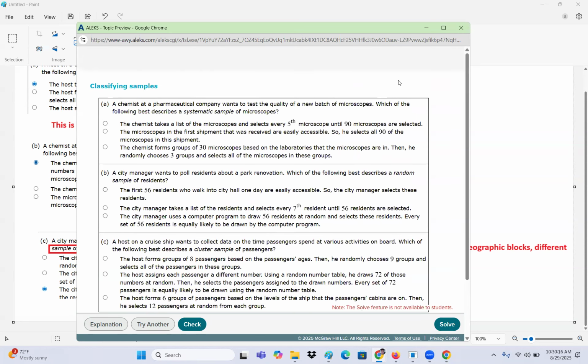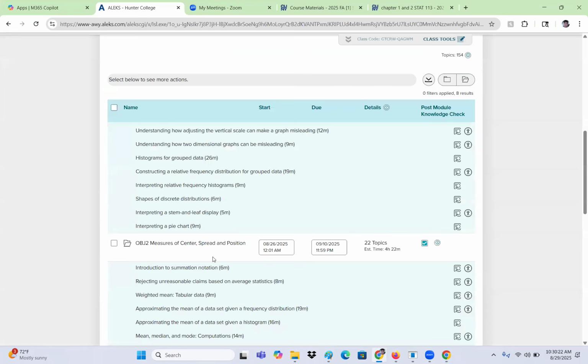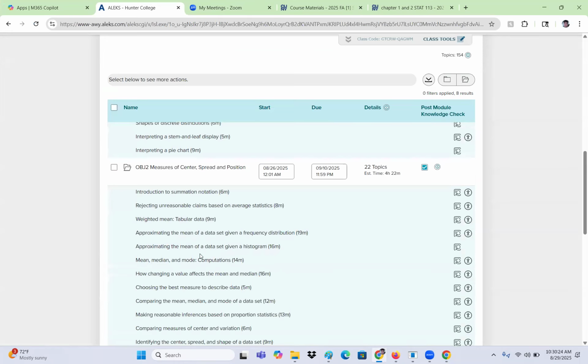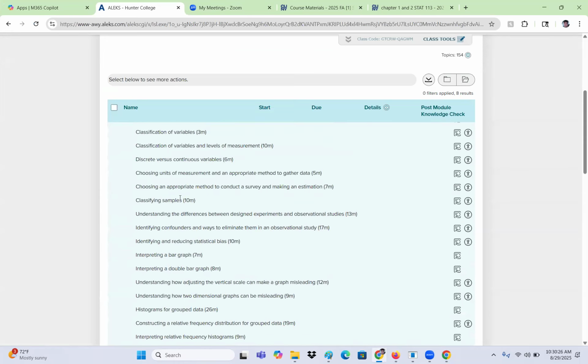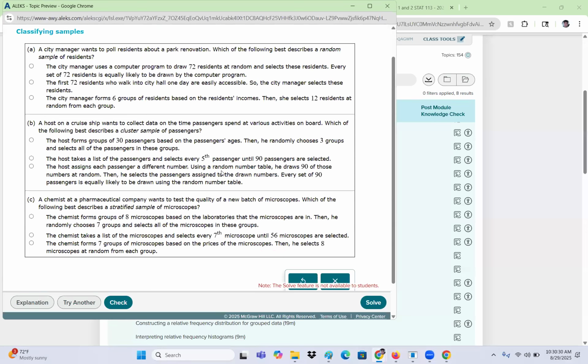I'm trying to get the stratified sampling, which is not on the set here for some reason. Let me just go back there again. Stratified sampling, like let's say you have a group of microscopes based on laboratories, right? And the chemist forms groups based on the prices of the microscopes, then selects 8 microscopes at random from each group.